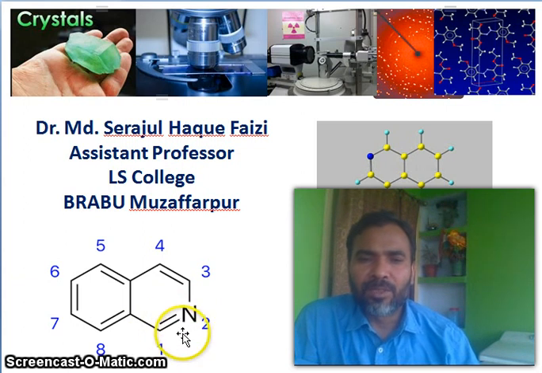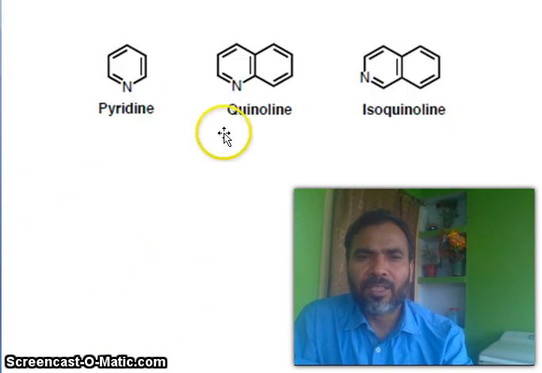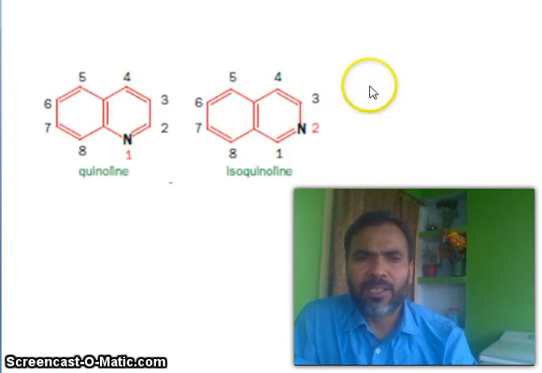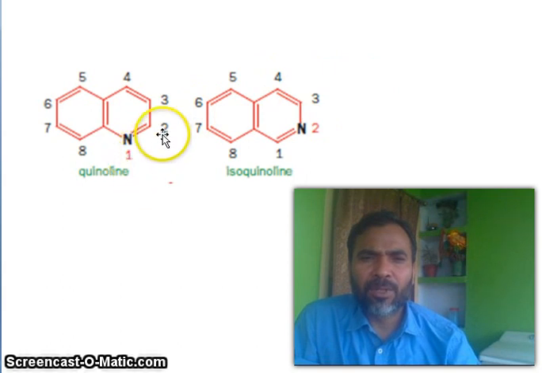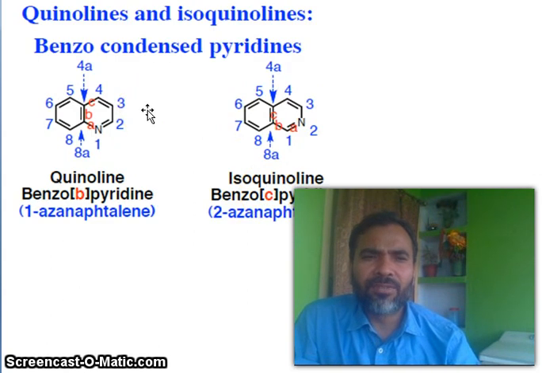So hope this is beneficial for you. Now you see, this is pyridine, this is quinoline. You see, this position is here, and this is isoquinoline. Again numbering here, you see 1, 2, 3, start from here, and this is 1, 2, 3, start from here. This is isoquinoline. Now you see, what is the difference between quinoline and isoquinoline?